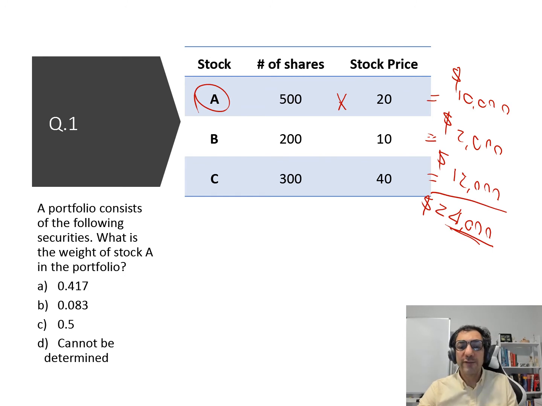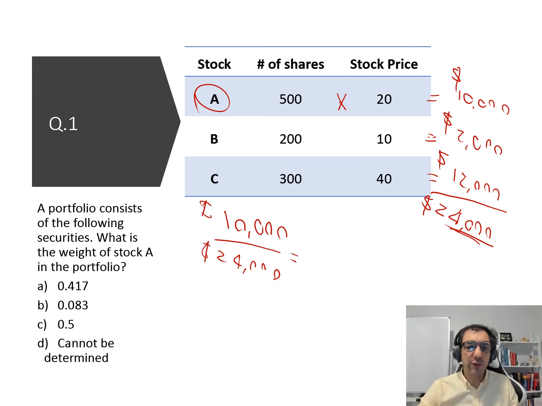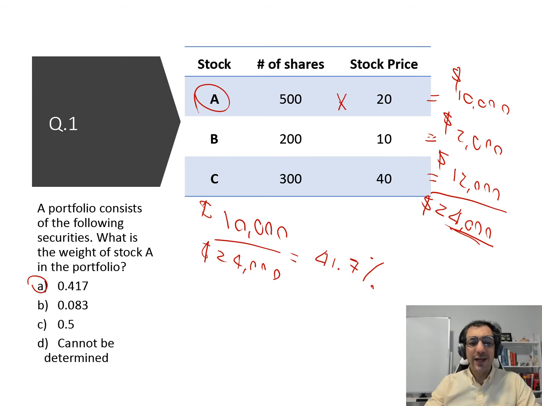We are looking for the weight of asset A. The value of stock A is $10,000. The total value of the portfolio is $24,000. So if you divide 10,000 by 24,000, you should get almost 41.7%. So the weight of stock A in your portfolio should be 41.7%, or in decimal form, 0.0417. So the correct answer should be A, based on this argument. Now let's look at the next question.